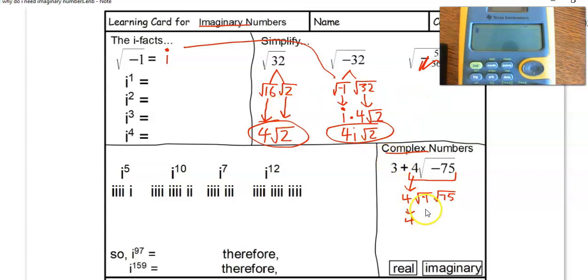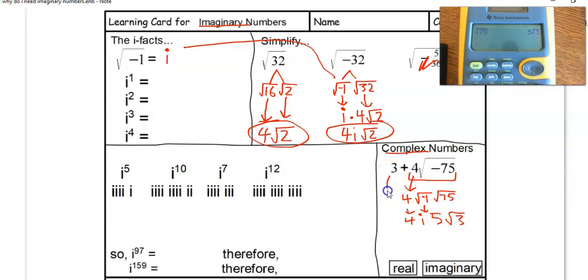I went to the calculator for a minute. The calculator's not going to help me on that. That's I. But the square root of 75, well, I can use the calculator and get 5 root 3, or I can think of 75 as 25 times 3, and the square root of 25 is 5. That's where they're getting that. 5 times the square root of 3.